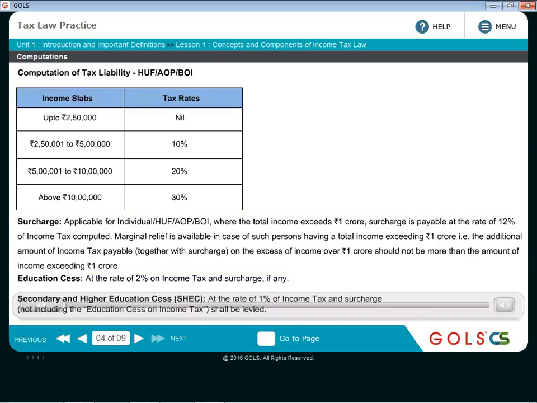Now once you calculate the tax and surcharge, then you will have to add education cess to that at the rate of 3%. Now this education cess is bifurcated as basic education cess of 2% and secondary and higher education cess of 1%. So taken together, the total education cess is 3%. Remember, this education cess remains the same for all categories of people.